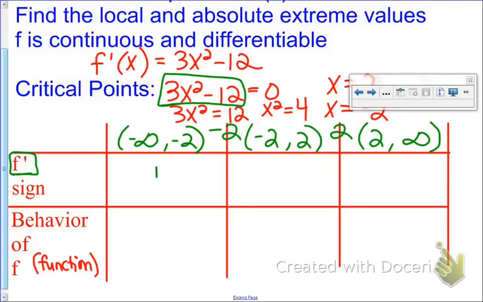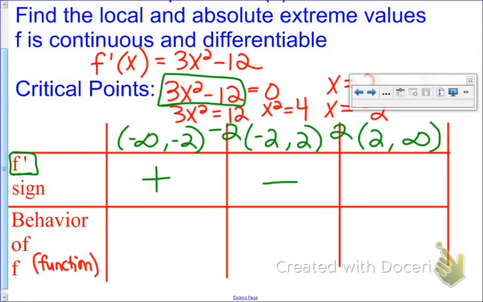Positive. So I'm going to put a plus here for positive. Pick a number between negative 2 and positive 2. 0. 0 is very easy to work with. That's the common choice. If I plug in 0 for x into my derivative, would the answer be positive or negative? So for negative, I'll put a negative symbol there.